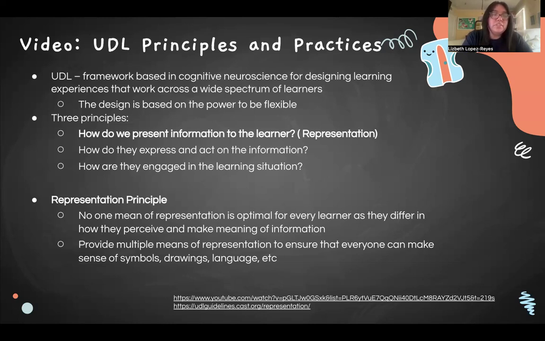It has three principles. How do we present information to the learner, which is the representation principle, which is what we will be focusing on. How do they express and act on the information, and how are they engaged in the learning situation? The representation principle says that no one means of representation is optimal for every learner, as they differ in how they perceive and make meaning of information. That means multiple means of representation must be provided to ensure that everyone can make sense of the symbols, drawings, and language.